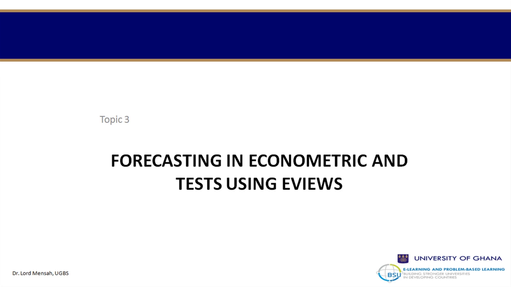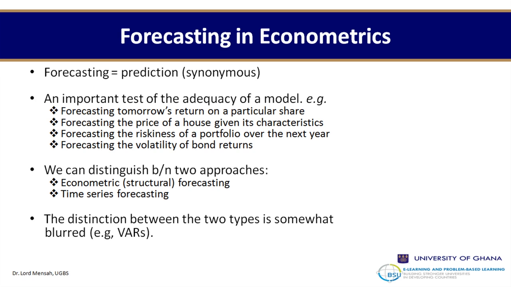But the next series, we're looking at forecasting in econometrics and test using EViews. So, forecasting in econometrics and test using EViews. Now, forecasting synonymously means what? Prediction. Okay, it means you are predicting. So it's an important test of the adequacy of a model: forecasting tomorrow's return on a particular share, forecasting the price of a house given its characteristics, then also forecasting the riskiness of a portfolio over the next year, then forecasting the volatility of bond returns.